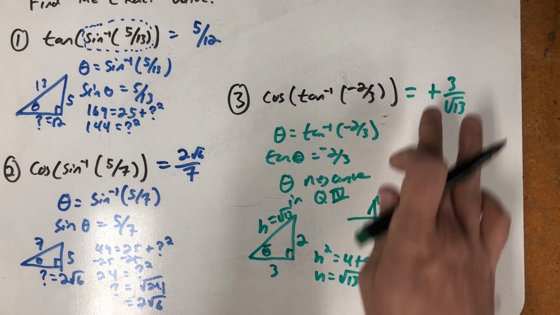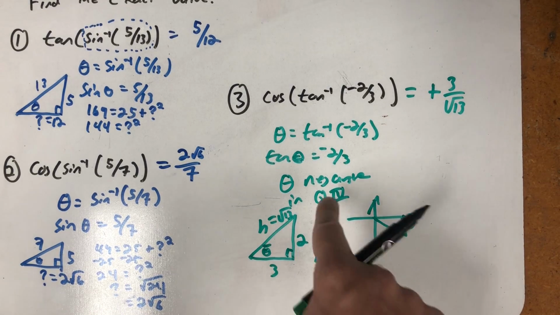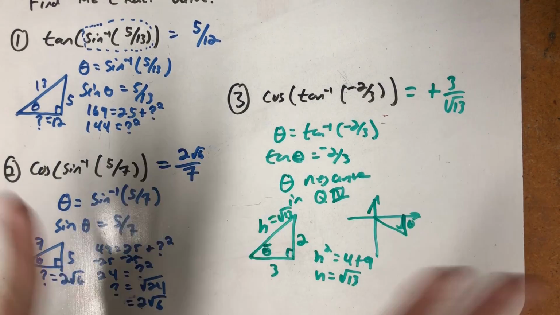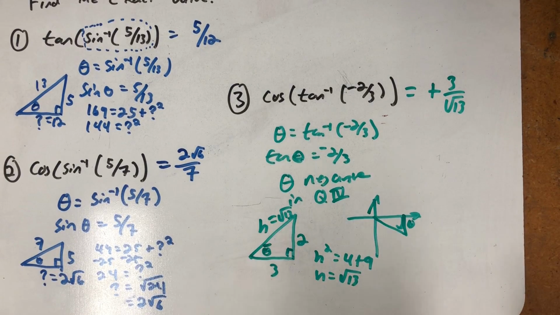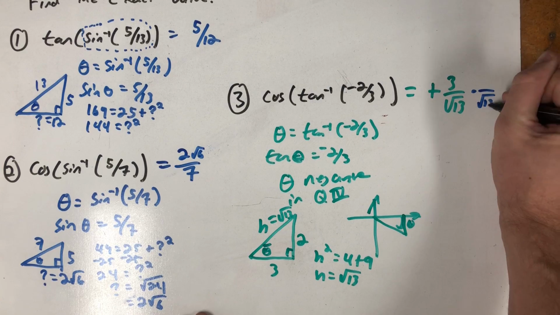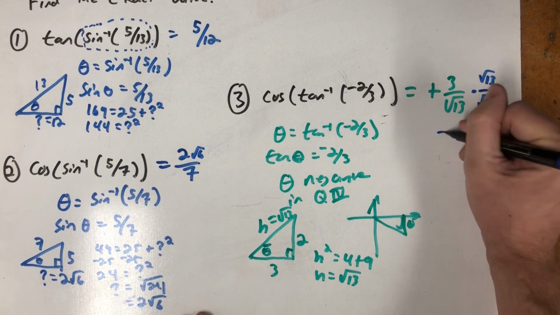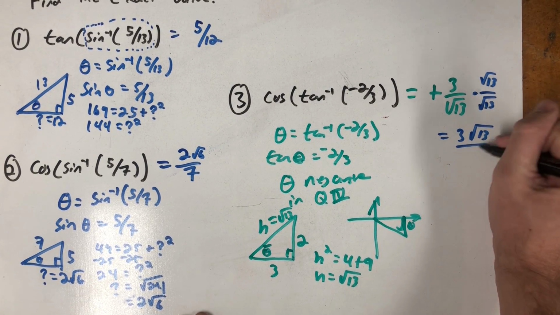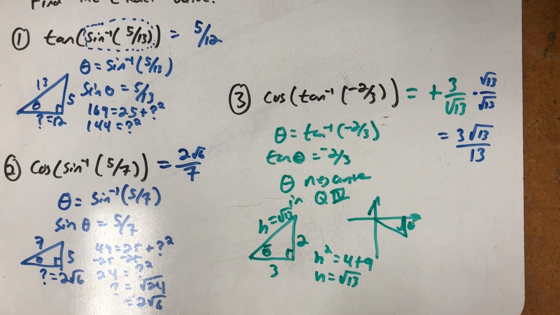And I know my answer is supposed to be positive, because cosine is positive in quadrant 4, so that was settled for me at the very beginning. And some of you out there might really want to rationalize this denominator. So I'd multiply top and bottom by √13. And I could write that as 3√13/13. A nice, happy final answer.